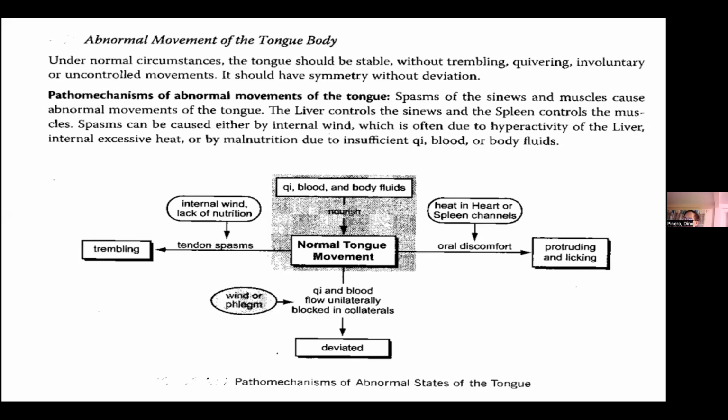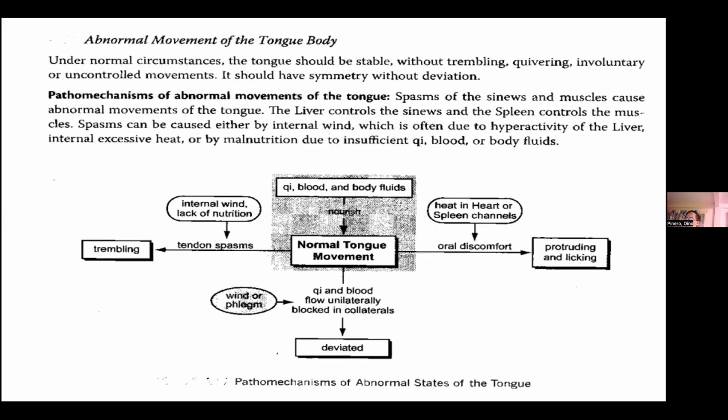So when qi, blood, and body fluids nourish the tongue, there is normal tongue movement. But when it is deviated, qi and blood flow unilaterally, blocking the collaterals with the presence of wind or phlegm, so there will be deviation. When there is internal wind and lack of nutrition, we see tendon spasm, and the tongue would be trembling. When there is heat in the heart or spleen channels, there is oral discomfort, so we will see a protruding and leaking tongue. Okay?